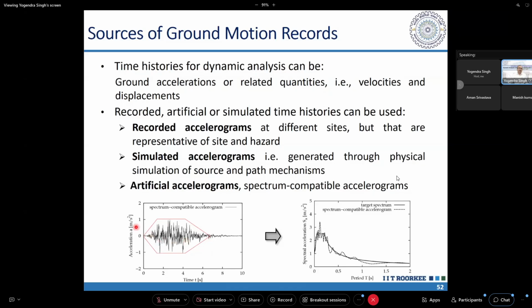And this ground motion is artificial. Normally, this is not used. Earlier, when recorded accelerograms were not that freely available, people were going for artificial accelerograms. But nowadays, artificial accelerograms are not used. We go for recorded earthquakes in most of the cases.